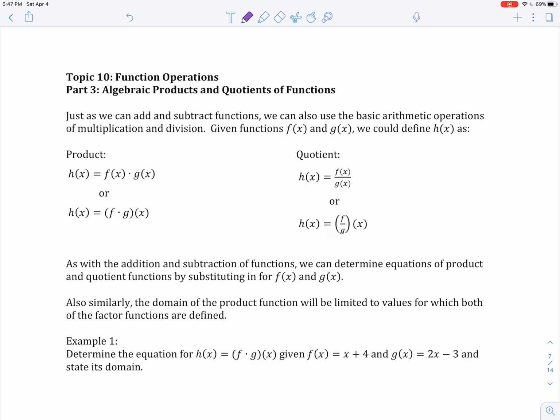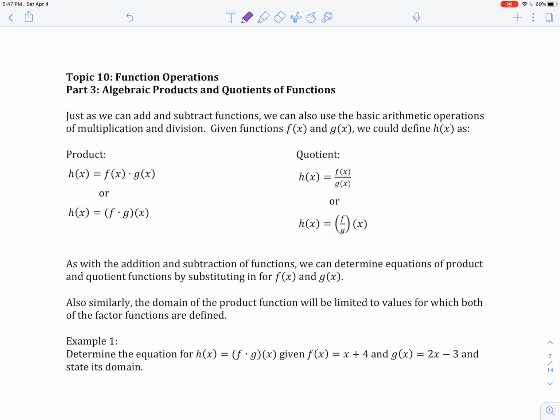In part 3, we're looking at products and quotients. So we've looked at sums and differences graphically. We've taken a quick glance at sums and differences algebraically. And now algebraic products and quotients. We'll see some similarities. There's a fair amount of straightforwardness to the proceedings here.